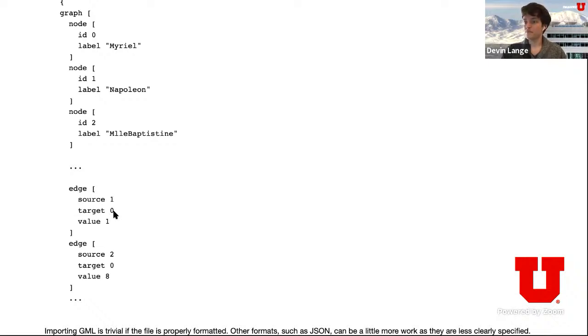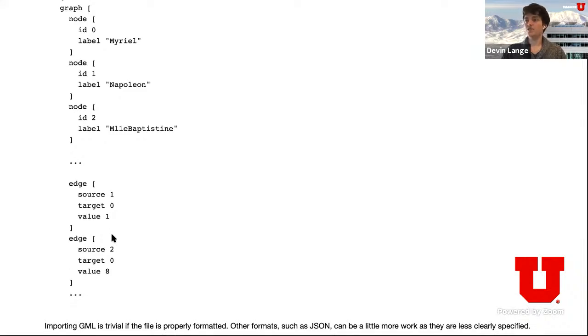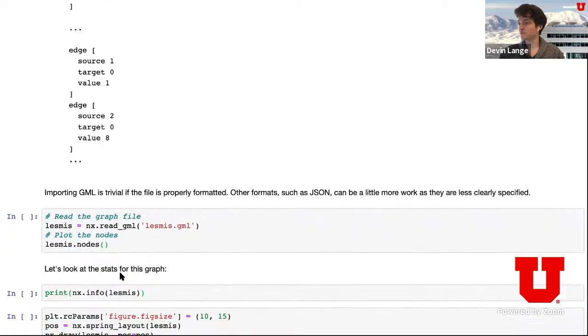And you can also encode attributes along that edge. So in our case here, the value is the number of times there was a correspondence. So yeah, Muriel and Napoleon were only seen together once versus Muriel and Baptistine were together 8 times.